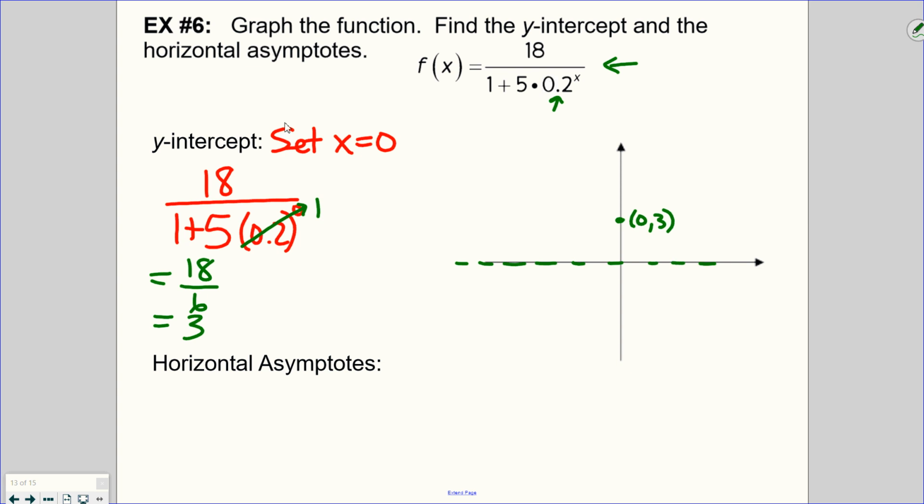The other asymptote is that whole idea of the carrying capacity. As I go to infinity, if you take 0.2 to a really big number, remember 0.2 times 0.2 times 0.2 gets smaller because it's a number between 0 and 1. So this is going to be super small as I go to infinity. Times 5, still super small. So effectively this part of the bottom is going to 0. So the other asymptote I'm going to have is 18.